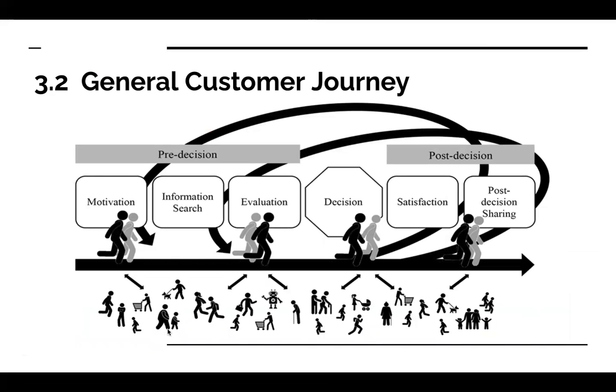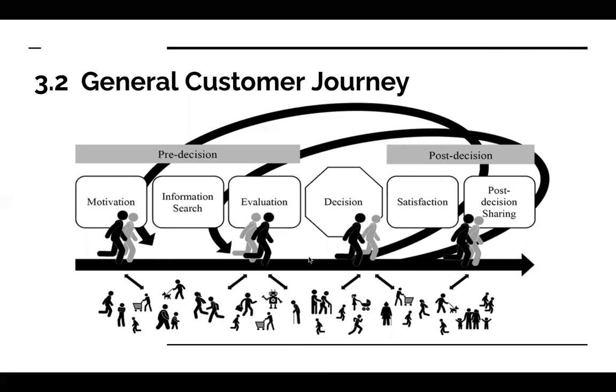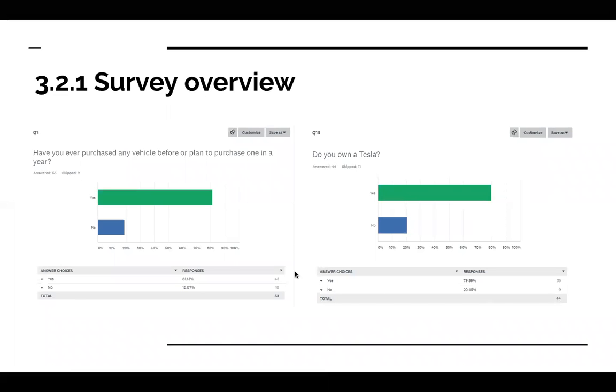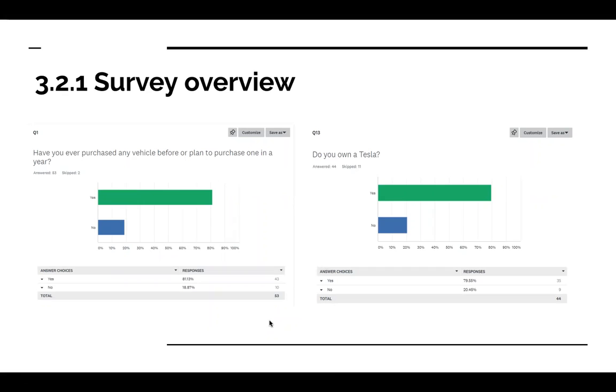Thank you, Renee. This is a graph that we're all very familiar with, the customer journey map. Our group designed our survey based on the order of stages of the customer journey in order to have a general sense of the customer experience with Tesla. Before I talk about our survey results, let's have a general overview of our respondents. On the screen, you can see there are 53 respondents who participated in our survey. 43 of them have purchased or plan to purchase a car within a year. 35 of our respondents own a Tesla themselves.